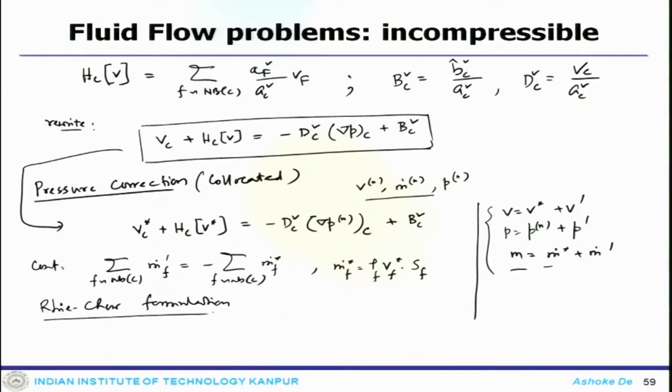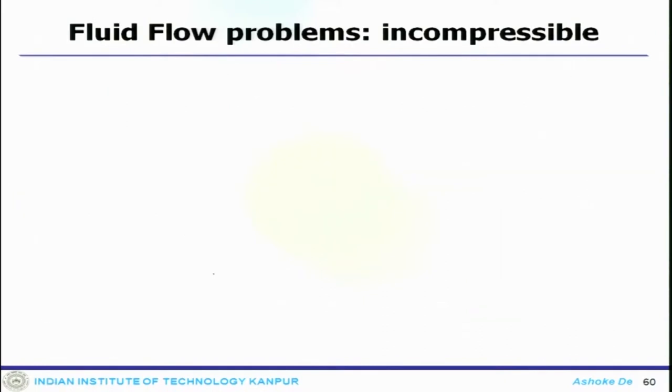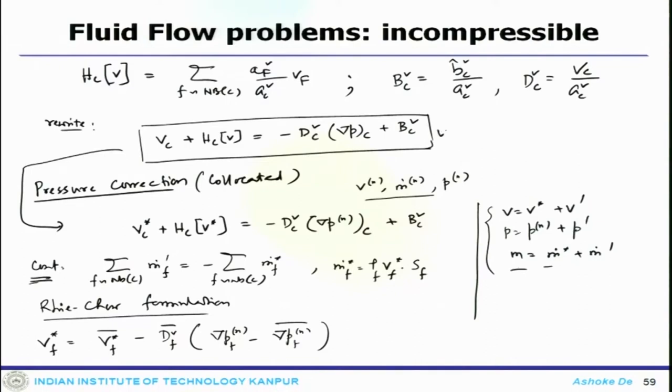So once we use this Rhie-Chow formulation, you get Vf star equals Vf star average minus D_f V (delta Pf n minus delta Pf n average). Now, if the computed mass flow rate field is conservative, the right hand side of this continuity conservation equation should go to 0. Now, if you have an incorrect velocity field, then there will be a source term, and from there the correction has to be imposed. Now, the mass flow rate corrections can be written in terms of velocity corrections, which one can derive from this vector equation.